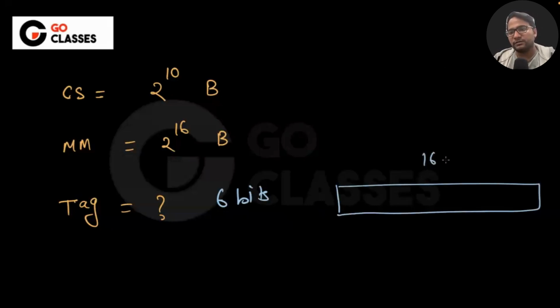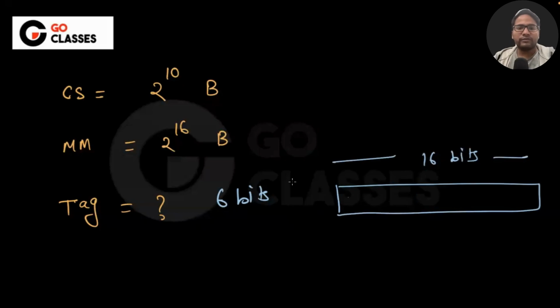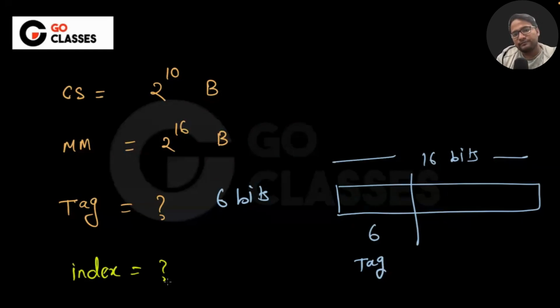See, this is the main memory, which is 16 bits. And cache size, basically this whole thing apart from the tag is also the cache size, which is given to be 10. So combinedly this is 10, so the remaining is 6. And now next someone asks you what is the index, then what is your answer?